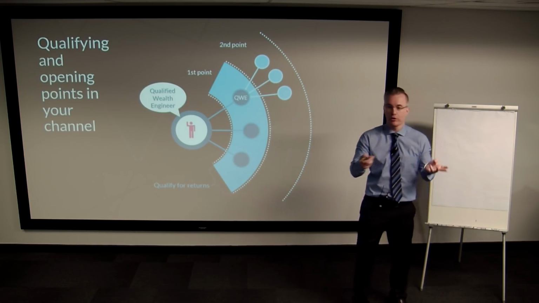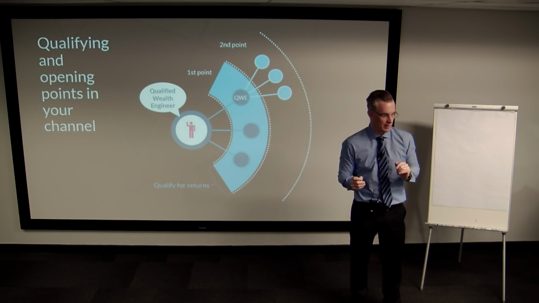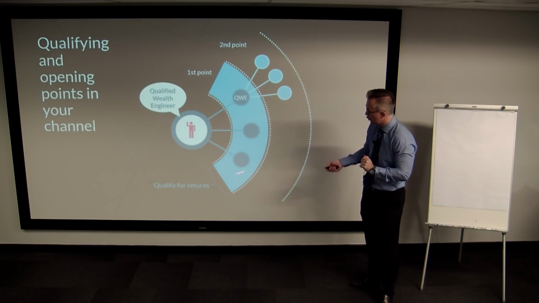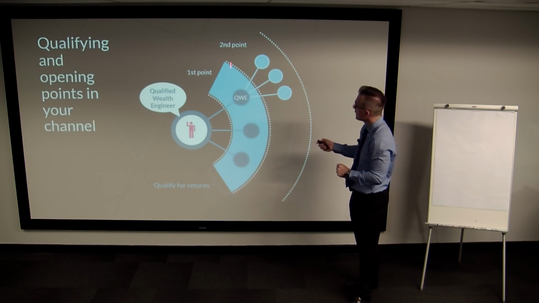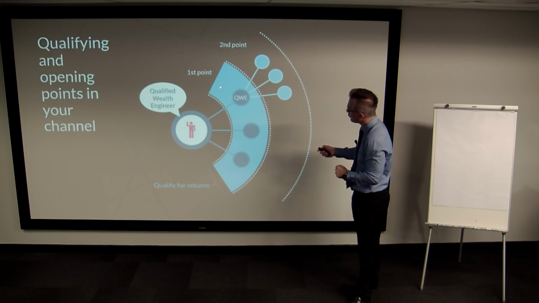You are qualified when you're earning. Qualified just means you're earning, okay? Qualified wealth engineer is you. Now you want to make the people you've introduced qualified wealth engineers. So you can see here, we want to earn on the second point. Well, we need to start qualifying wealth engineers on our first point.